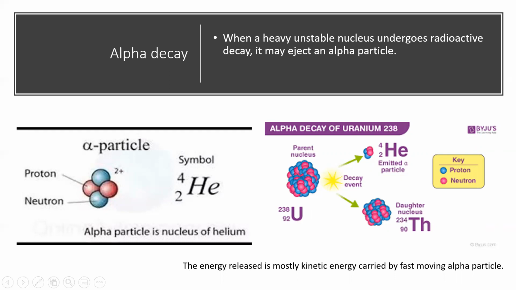The energy which is released during an alpha decay is mostly kinetic energy carried by the fast moving alpha particle. So this is your alpha decay, when a nucleus of helium is released when a parent nucleus undergoes radioactive decay. This is called the parent nucleus and this is called the daughter nucleus, one of the byproducts.